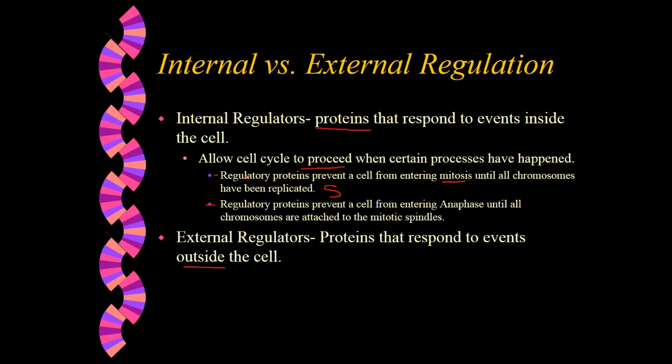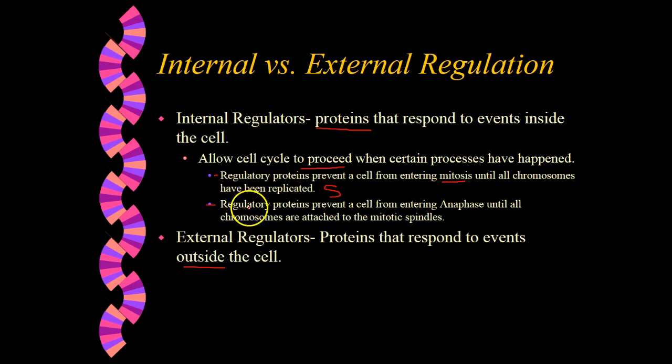Because why would the cell want to progress if all of the DNA hasn't been replicated? That's just setting the cell up for trouble. Okay, we don't want the cell in trubs. The cell doesn't want to be in trubs, and so there are regulatory proteins that are going to prevent the cell from entering the next phase if everything prior to that phase hasn't happened yet. And so this is one example.